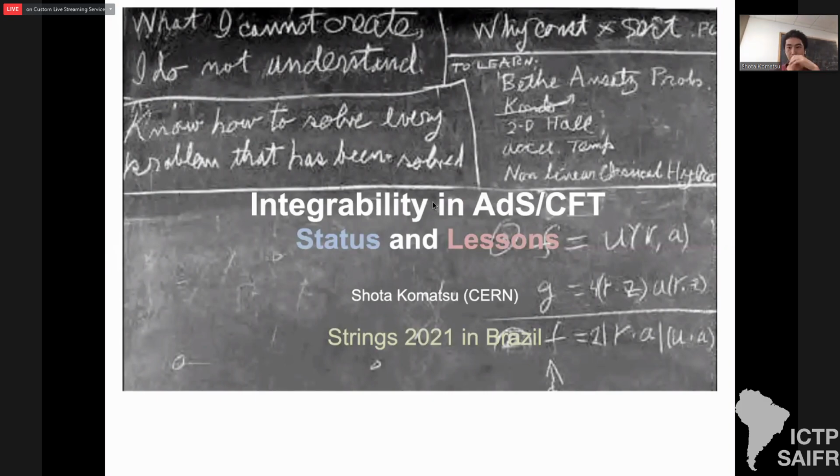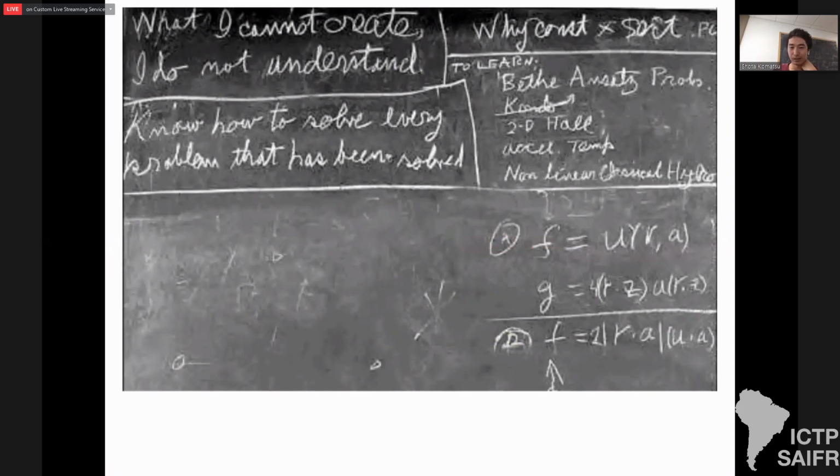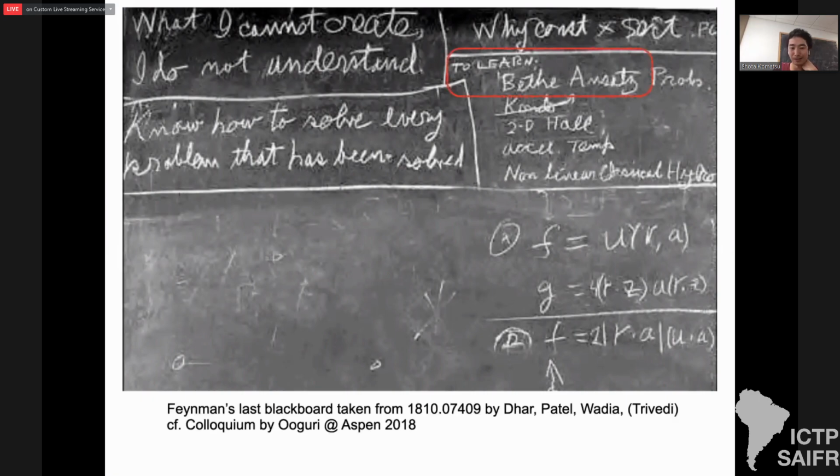Today I'm going to talk about AdS/CFT, an application of integrability to gauge theory, which happens to be a subject Feynman also wanted to understand from this picture. This is the last blackboard of Feynman, and he had an idea of describing the soft physics of QCD happening in the two-dimensional transverse plane using integrability. If you want to know more about it, I would recommend reading this paper. Also, there are nice slides of a colloquium by Hiroshi.